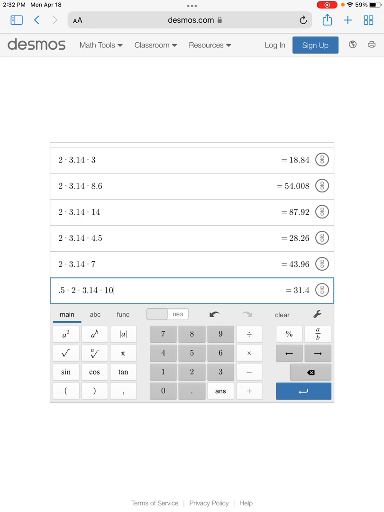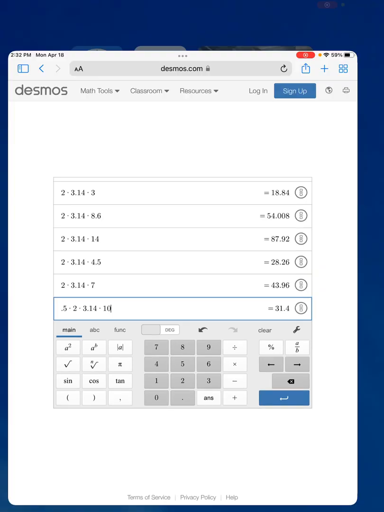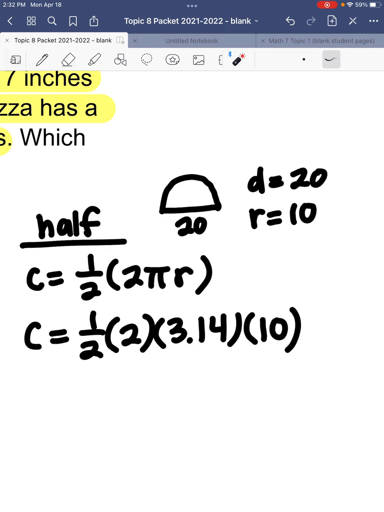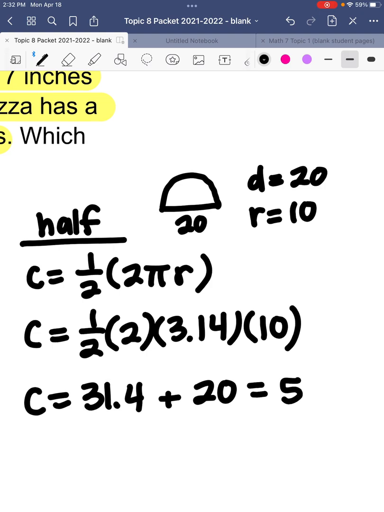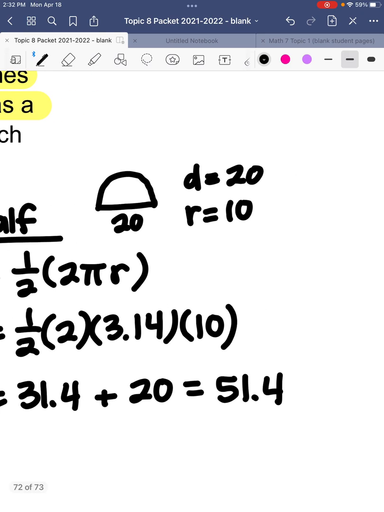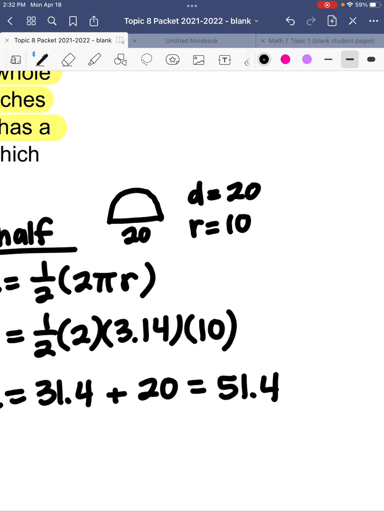Okay, so I get 31.4. Now we're not yet done. So C equals 31.4. Now keep in mind, that's just this part right here. I have to now add this part here. So I'm going to add that 20 diameter back. So 31.4 plus 20 equals 51.4, and it would also be inches.